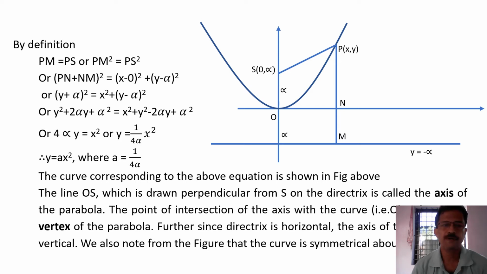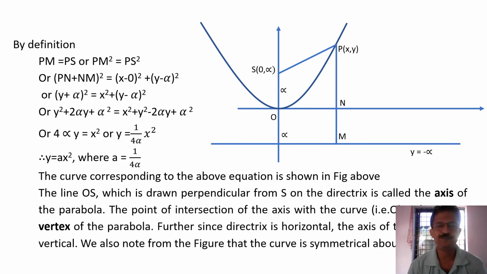Now expanding (y plus alpha) whole square, we get y square plus 2 alpha y plus alpha square. Expanding (y minus alpha) square, we get y square minus 2 alpha y plus alpha square. Here y square cancelled and alpha square also cancelled. So we get 4 alpha y equal to x square, or y equal to 1 by 4 alpha x square. Let a be 1 by 4 alpha. Then the equation of parabola takes the form y equal to ax square.